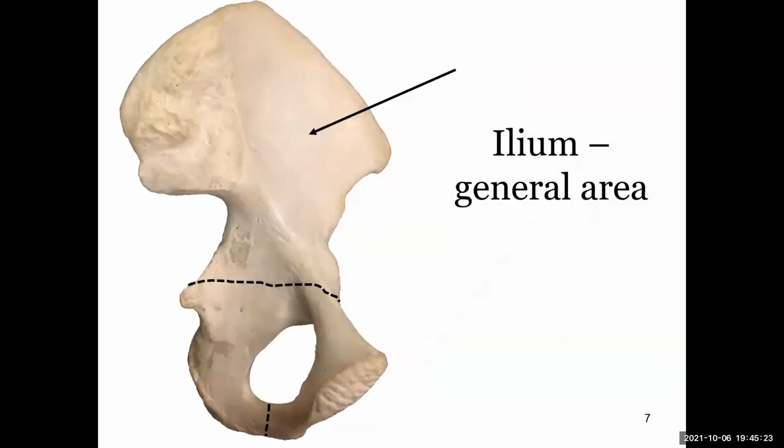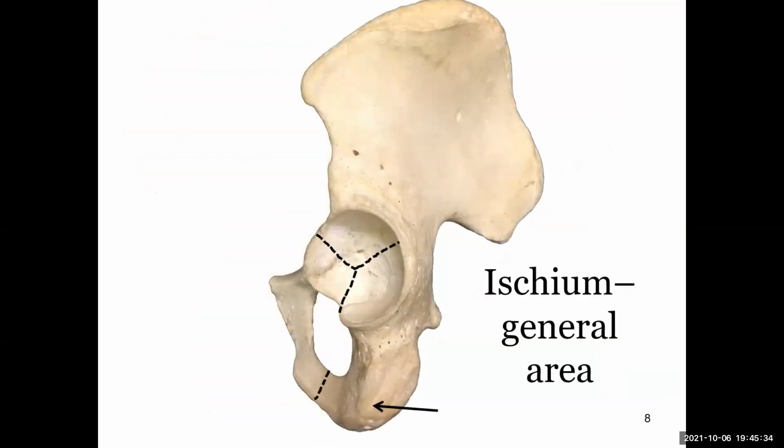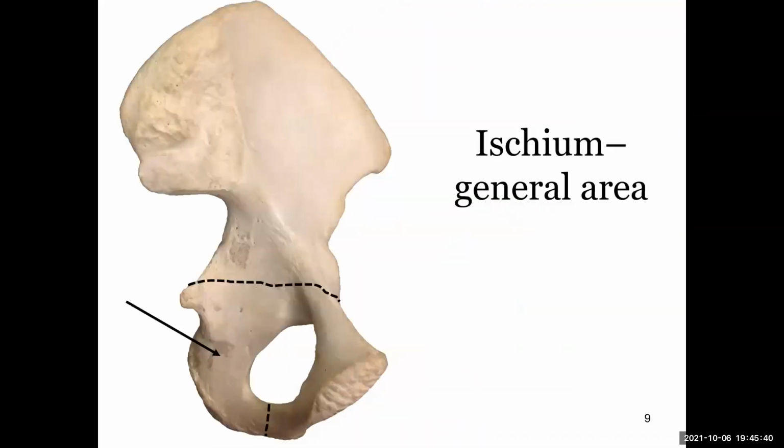Now you can see how it looks from the medial side. I know it's the medial side because I don't see the acetabulum there. Acetabulum is on the lateral side. Then you can see the ischium. That's going to be the posterior inferior portion of the os coxa. Check it out from the medial side.